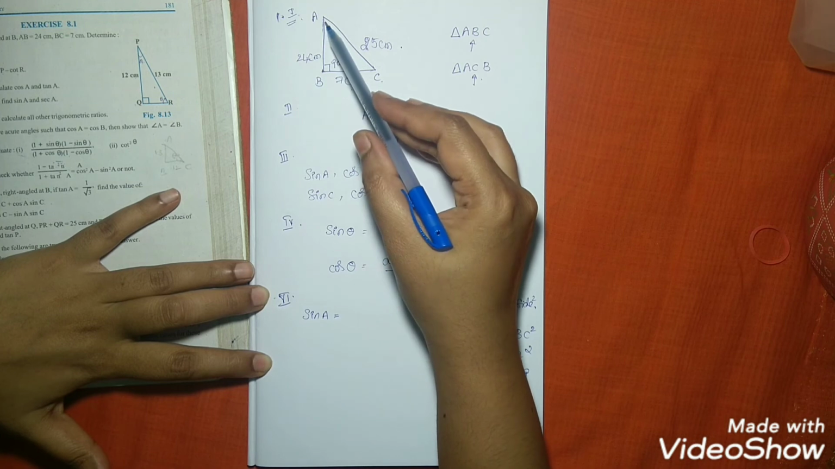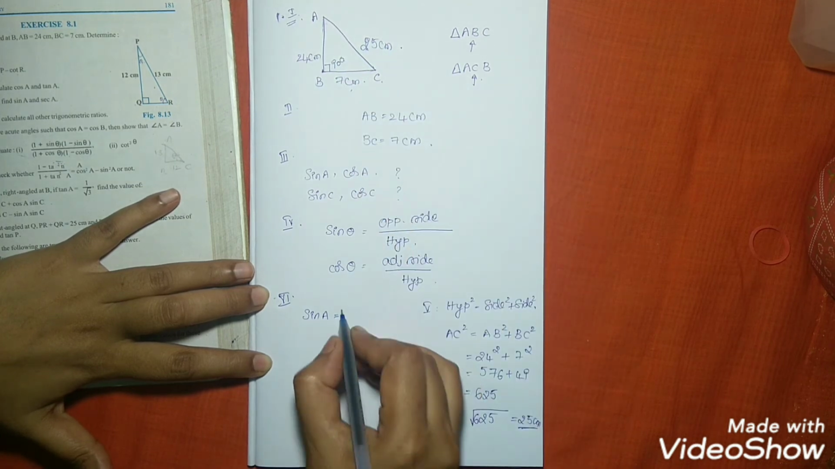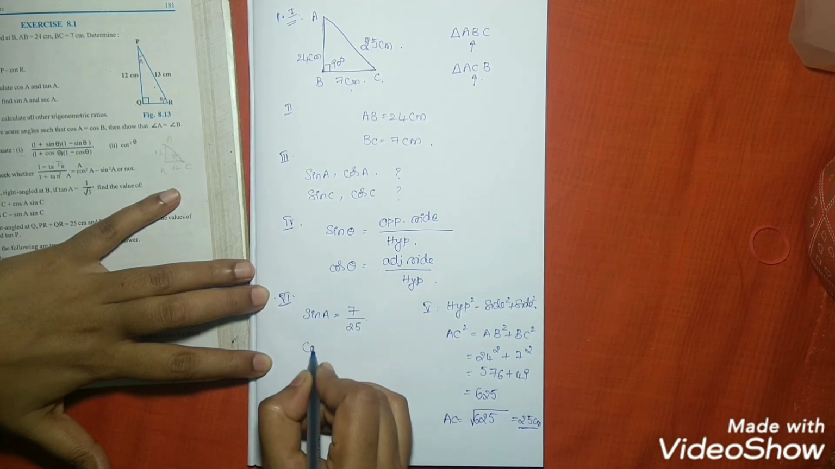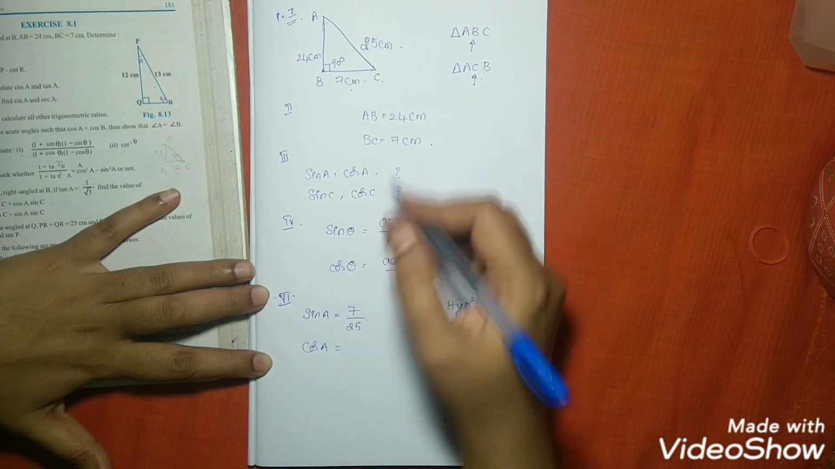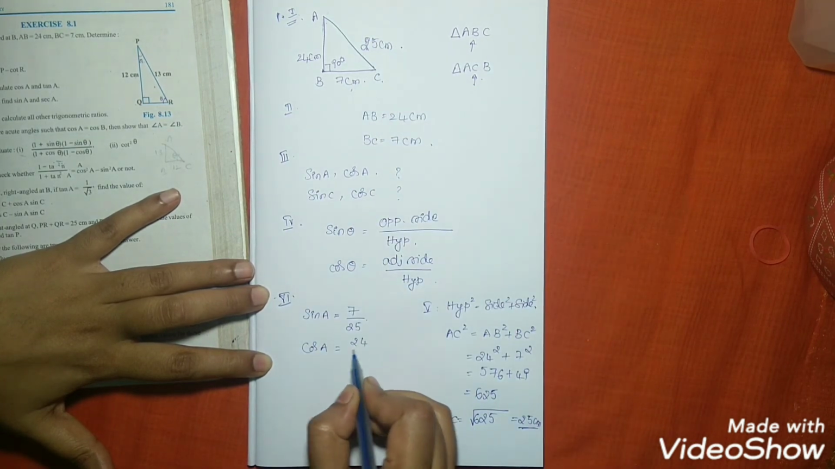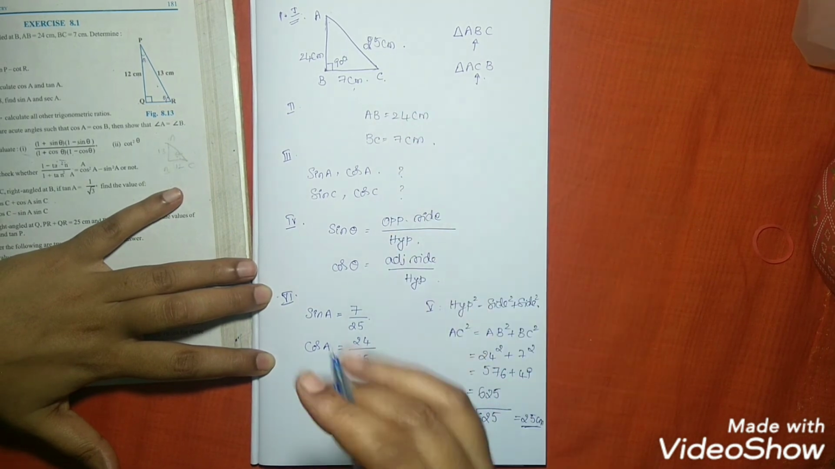Opposite side of angle A is 7. Then hypotenuse is 25. So it is 7 by 25. Next is cos A. Adjacent to A is 24, AB divided by hypotenuse 25.